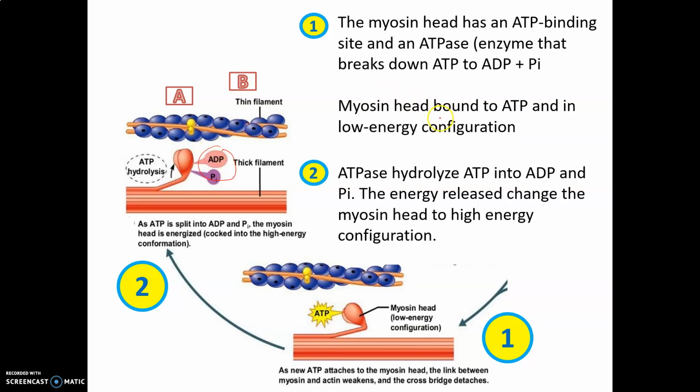So first, the myosin head bound to the ATP is still in a low energy configuration. When ATP binds to the myosin head, there will be ATP hydrolysis. ATPase will hydrolyze ATP to ADP. When it hydrolyzes ATP, it breaks the phosphodiester bond. Breaking this bond releases energy. When the energy is released, the myosin head is now in a high energy configuration.